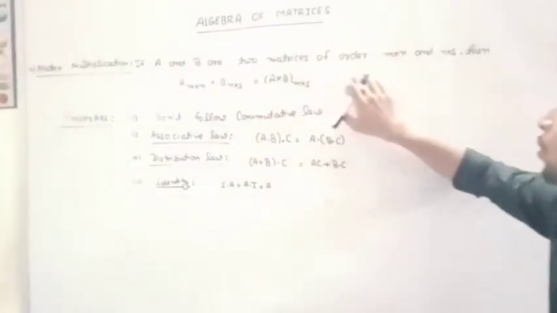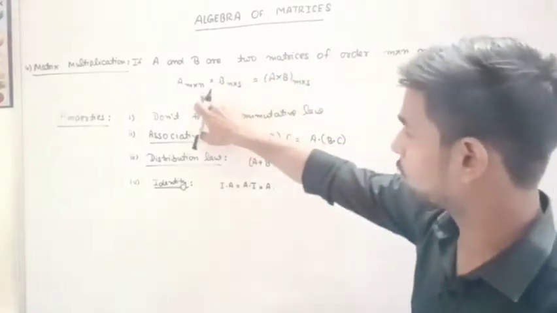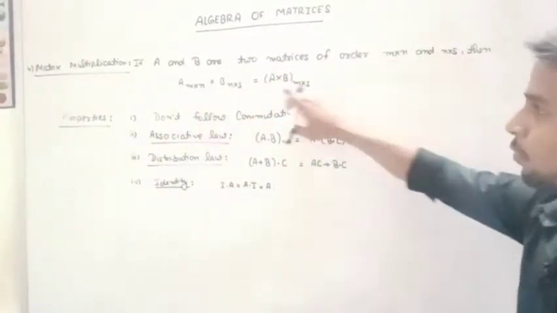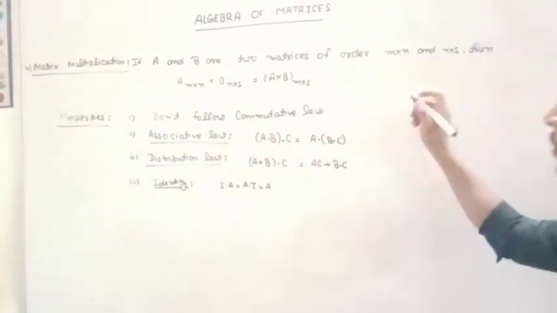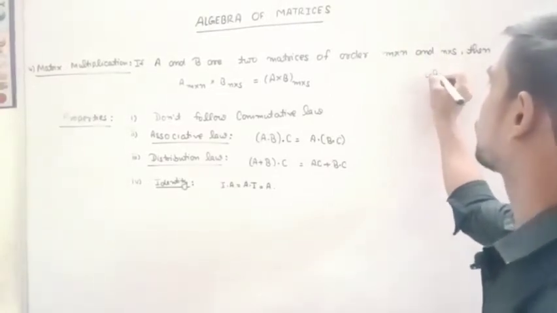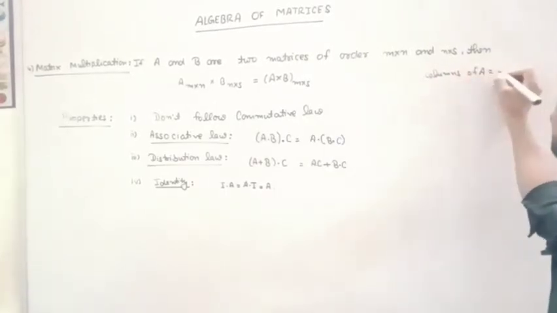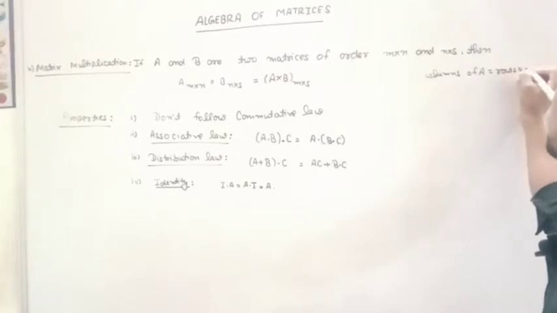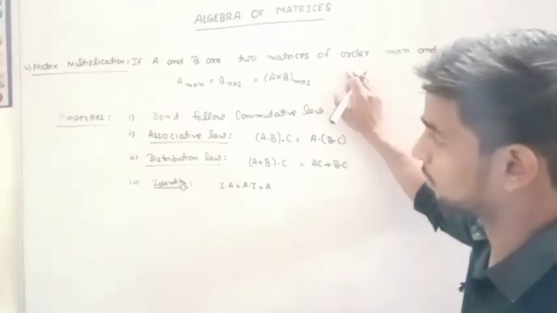Now we will discuss matrix multiplication. What is it? If A and B are any two matrices of the order m cross n and n cross p, where the order of A is m cross n and the order of B is n cross p, then A cross B will be of order m cross p. Here is a twist. What is that? The number of columns of A must be equal to the number of rows of B. Otherwise this matrix multiplication is not possible.